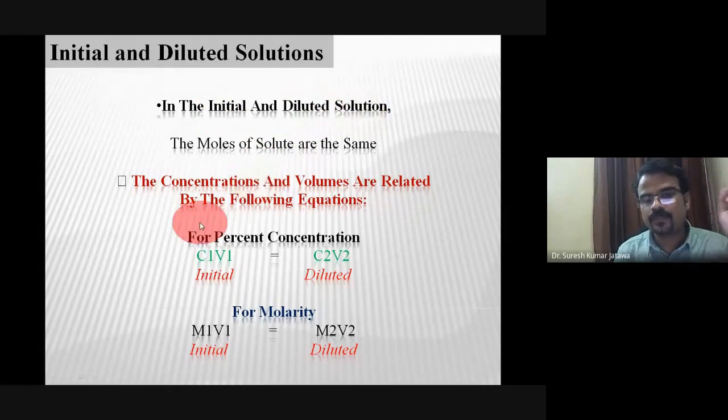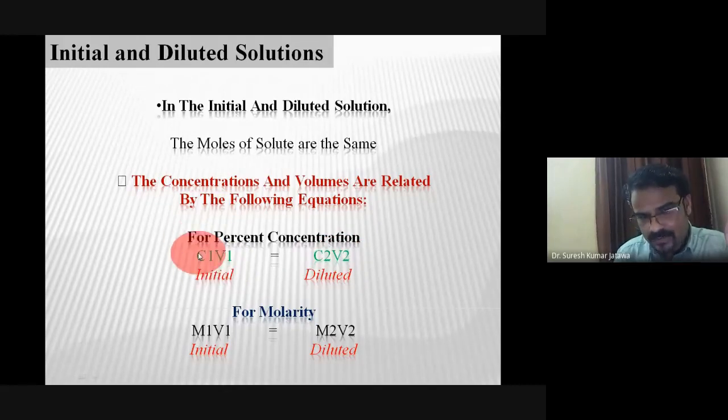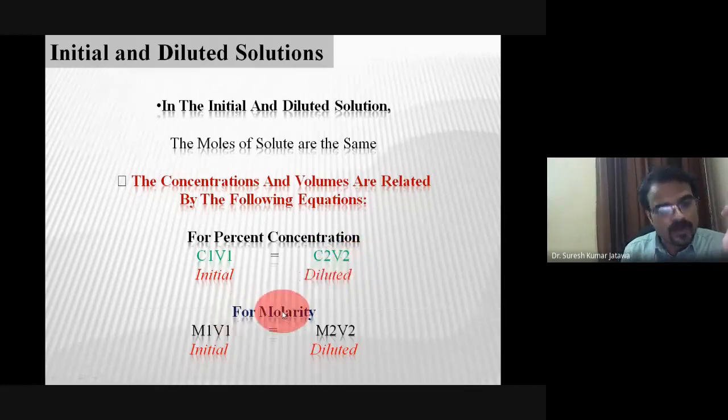In percent concentration, C1V1 equals C2V2. C1 denotes concentration and V1 denotes the volume of your initial, the stock solution. Whereas C2 is the concentration of the diluted one and V2 is the volume of the diluted one, that is your working solution. For molarity, it is M1V1 equals M2V2.